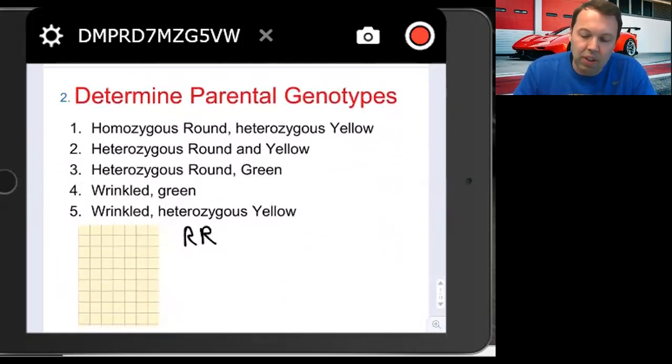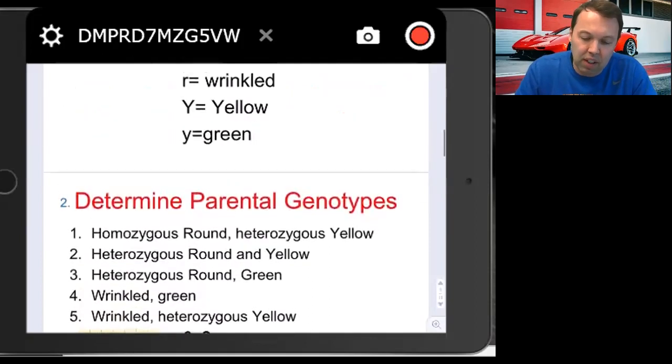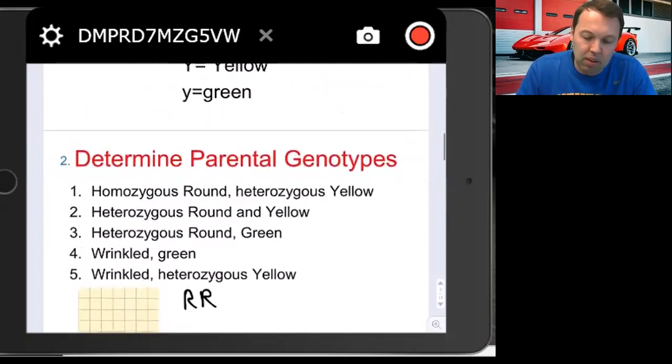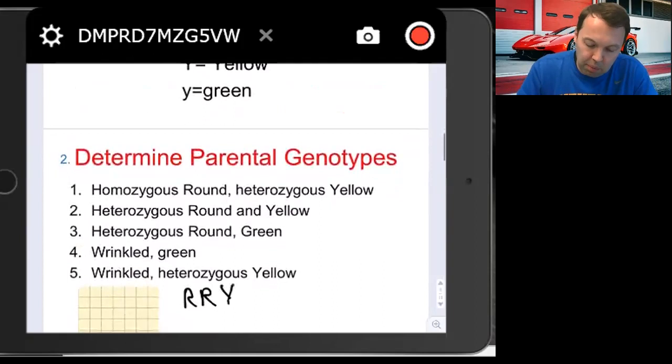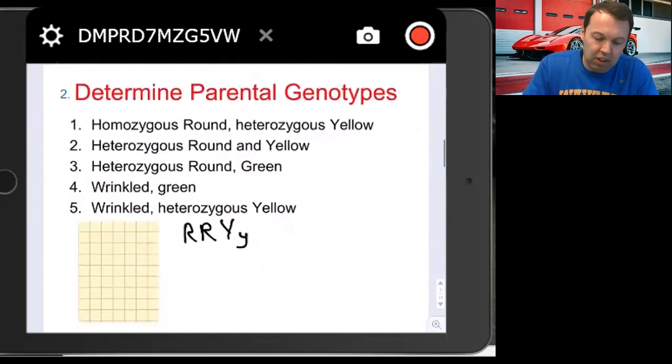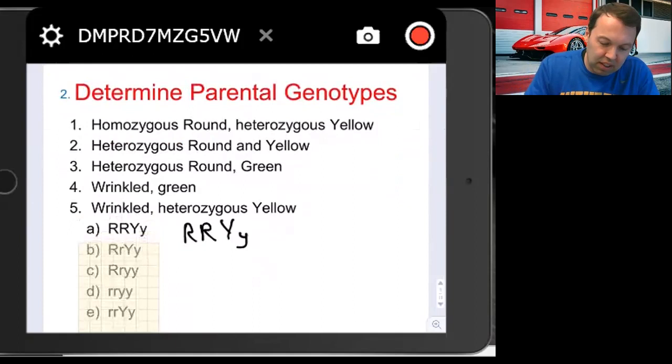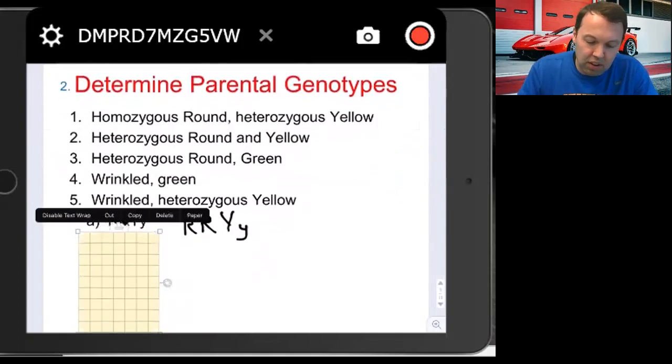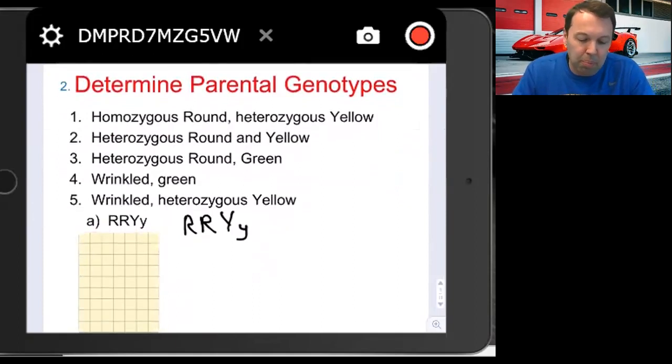And then heterozygous for yellow. Hetero means different. So I'm going to have one capital and one lower. Make sure you exaggerate your capital and lowercase here. And then we can check our answer. I figured out how to use these sticky notes earlier today. It's kind of fun. You can check your answer. Did we get that one right? Big R, big Y, little y. That's going to be parent number 1 if we were going to do a problem set here.